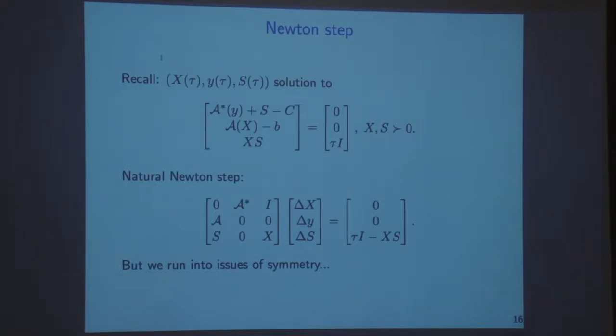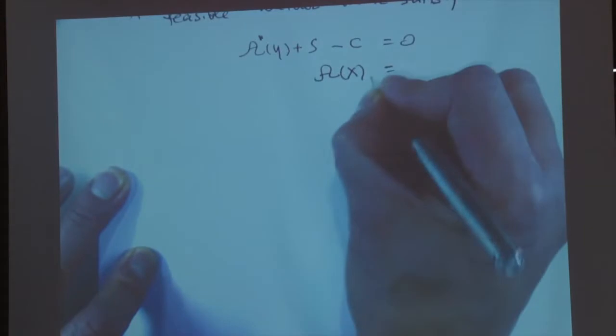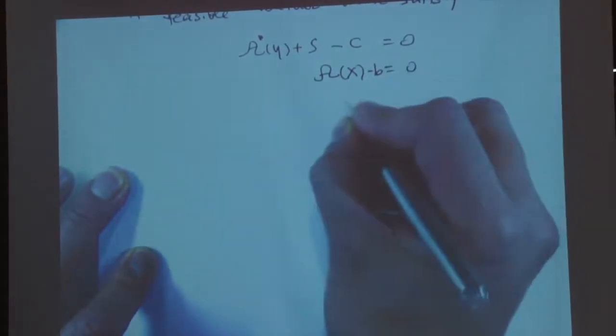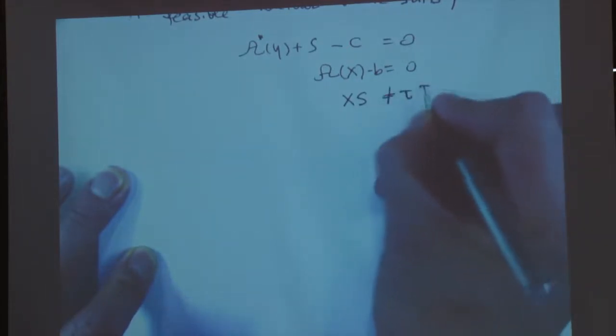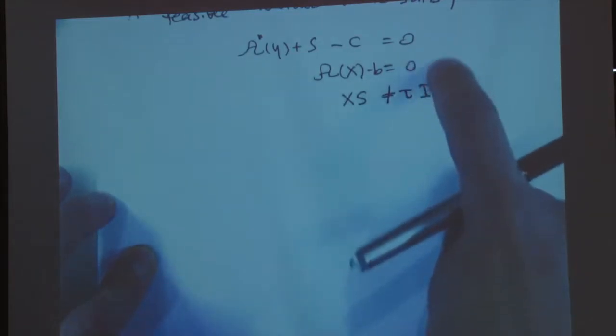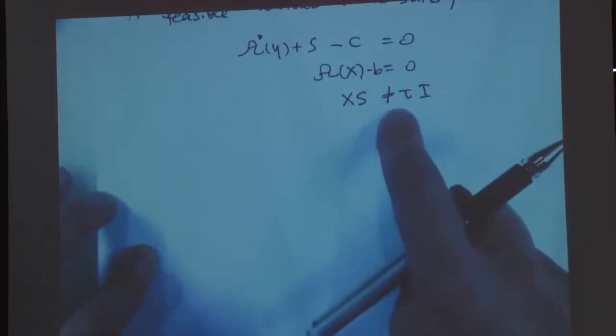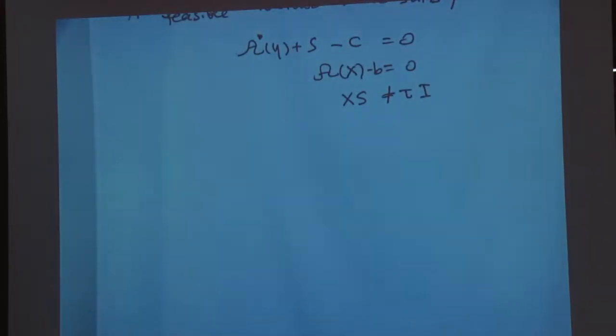So typically, a feasible method would satisfy A^T y + s - c = 0, Ax - b = 0, and then XS ≠ τI. A feasible method typically would maintain the first two, but not this one. This is the difficult one that we would need to work towards.